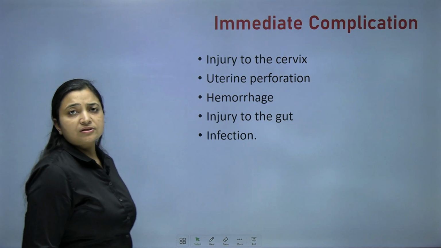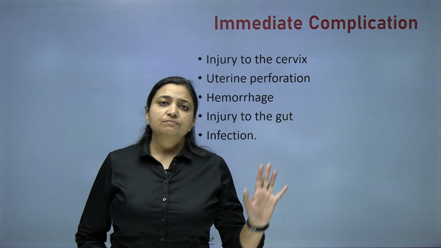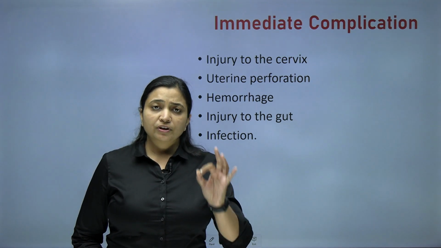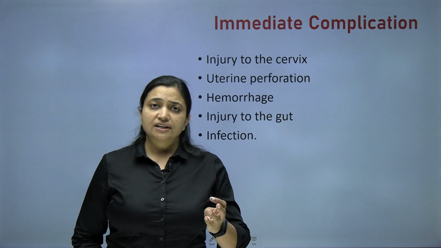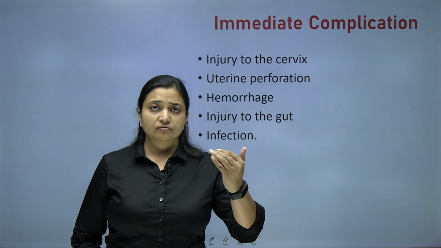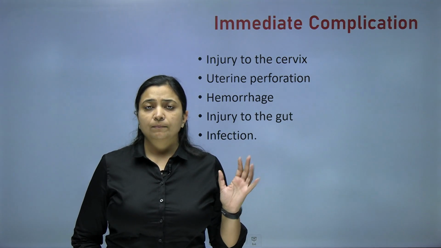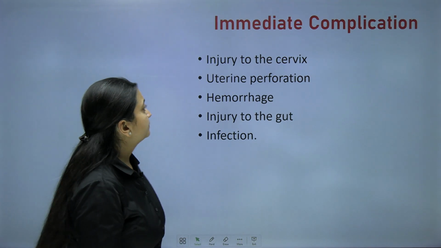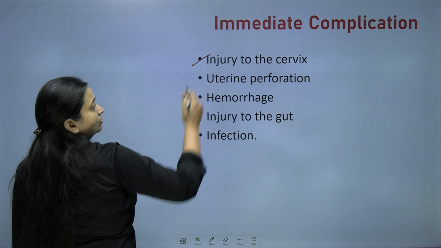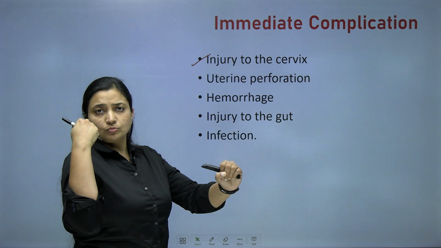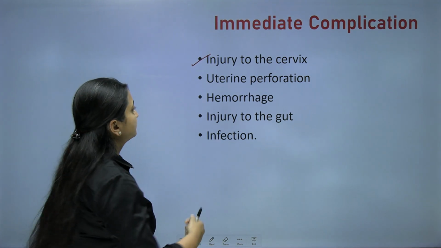Now complications. Looking at it, it looks like a very simple procedure, but it is a very tricky procedure. You have to be very meticulous about your per vaginal examination, the direction of the uterus and the dilators. You can create a complication anytime because it is a blind procedure. Injury to the cervix: you are holding the cervix very tightly, the anterior lip, and it bites through. Bleeding starts from the cervix.